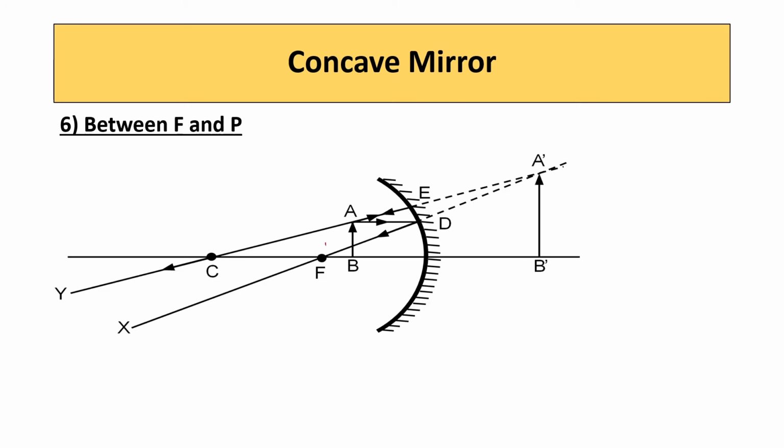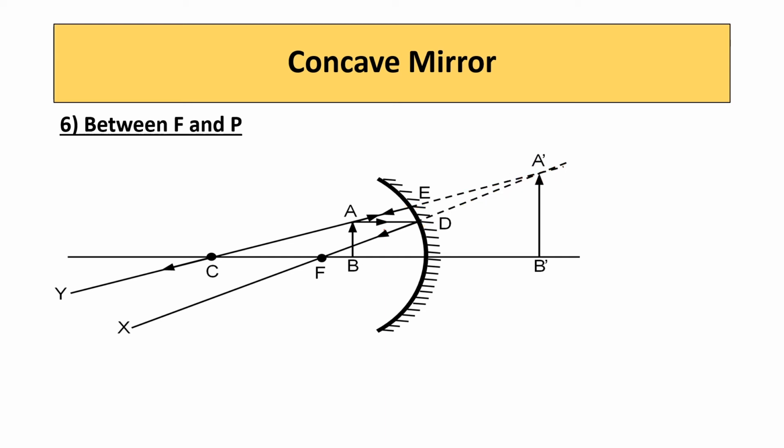Now place the object between F and P. The two incident rays are ray 1 and ray 2. Ray 1 passes through the center of curvature and hence reflects back along the same path, whereas ray 2 is reflecting and passes through the focus. You extend these reflected rays backwards and it will meet at this point where you will get the image.